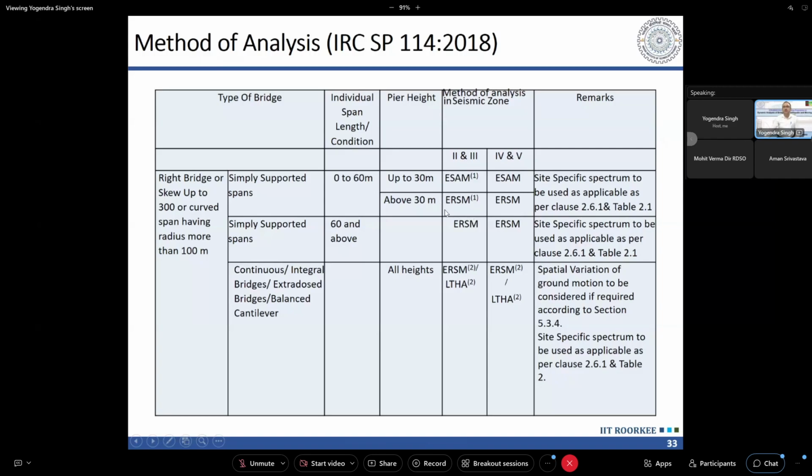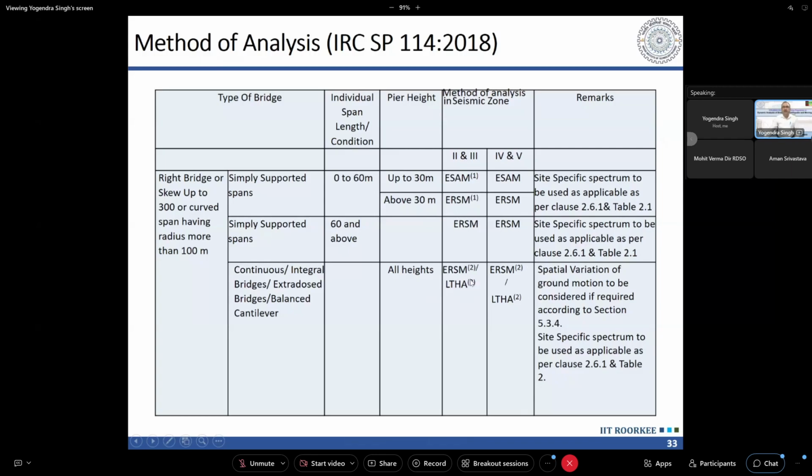The other one is elastic response spectrum method. So ERSM. So this is the response spectrum method. Equivalent response spectrum method is a dynamic method. It is as good as time history analysis, provided we are able to get 90% mass participation. So if you are doing an analysis where you are considering the modes having 90% mass participation, you can go for ERSM. So ERSM is the most commonly used method, as you will see in this table also. Most of the places it is ERSM.